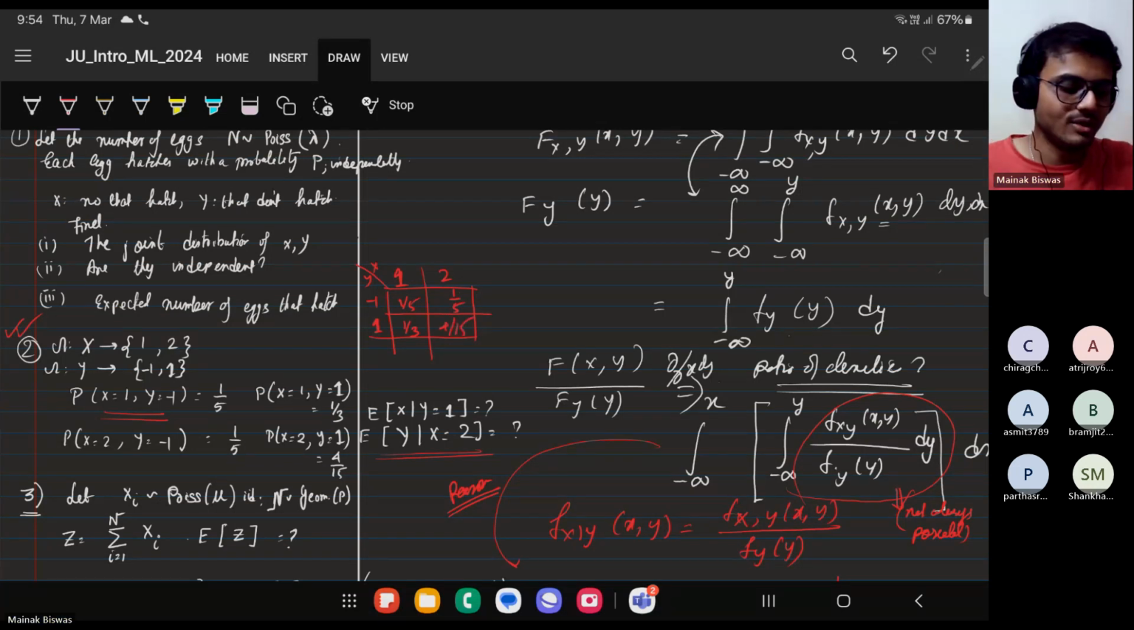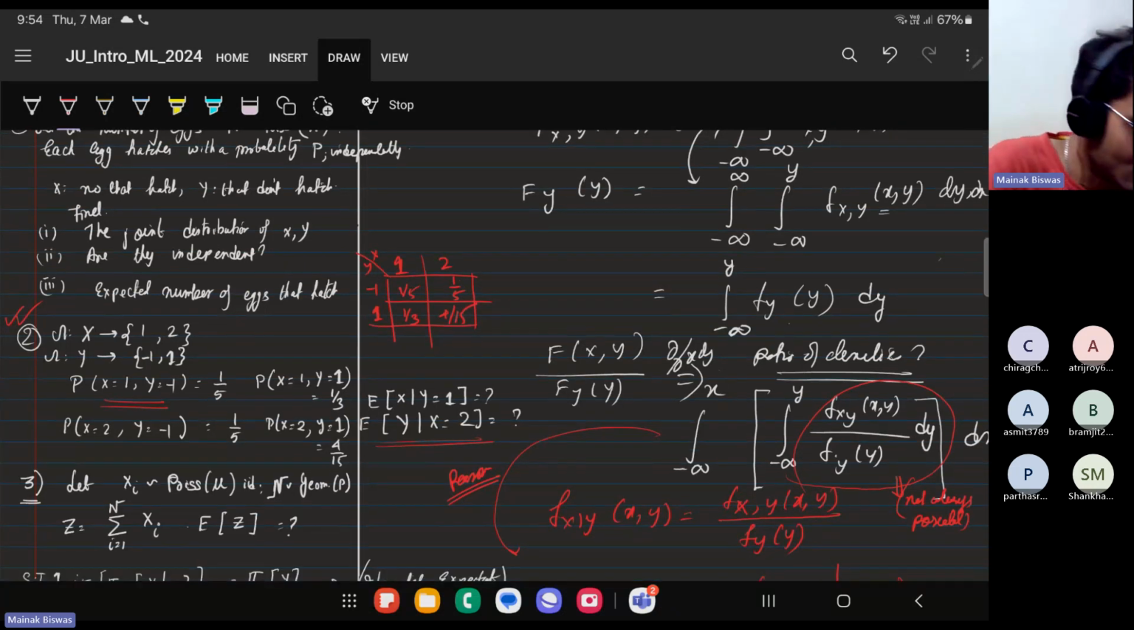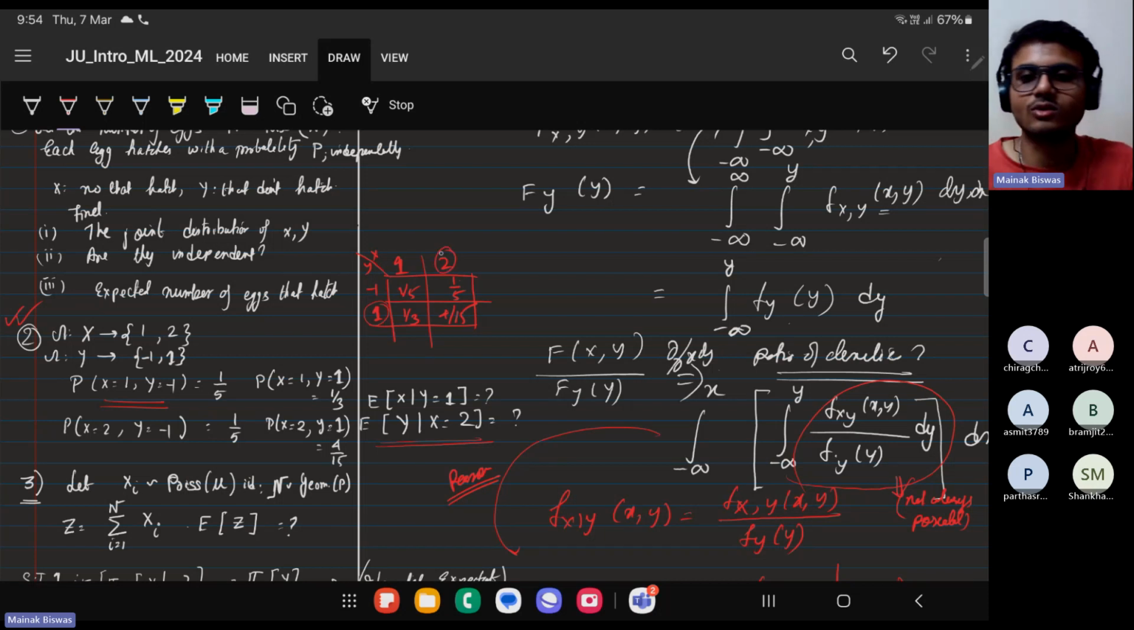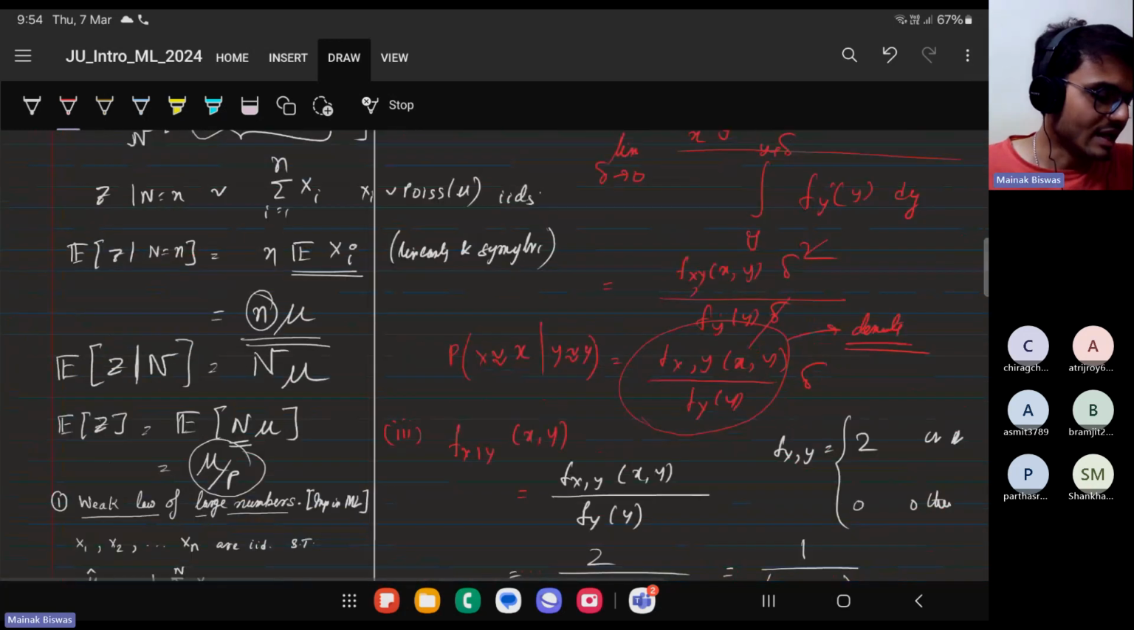Please try and solve the expected value of X given Y equal to 1, and Y given X equal to 2. In these 2 cases, what would be the expected value? Please find it and upload it. Very simple question.